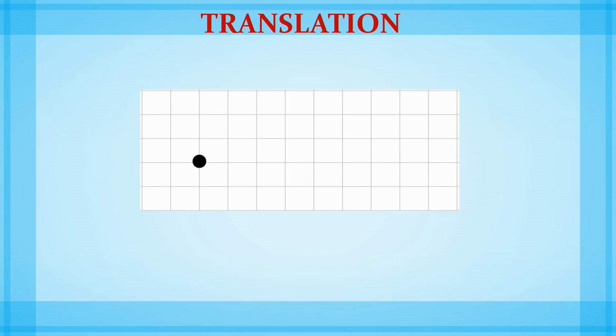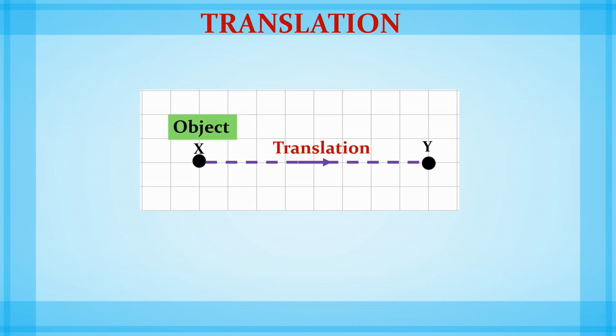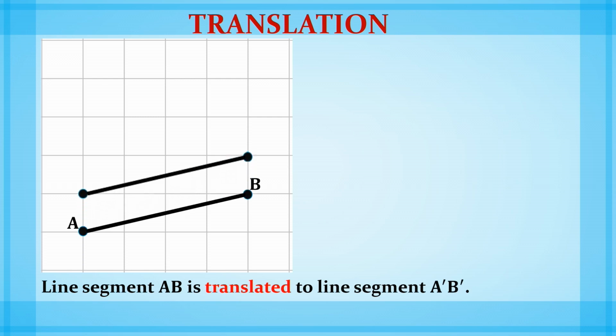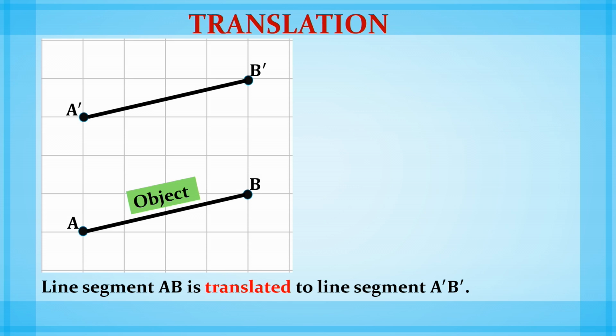Now, if a point X is moved or translated to a point Y, then point X is called object and point Y is called image of point X under a translation. Next, we consider the line segment AB. Now, if this line segment is translated to line segment A', B', we say line segment AB is the object and line segment A', B' is its image under a translation.